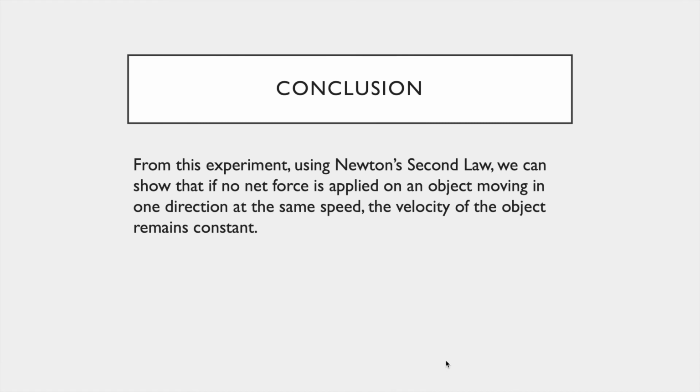Conclusion. From this experiment using Newton's second law, we can show that if no net force is applied on an object moving in one direction at the same speed, the velocity of the object remains constant.